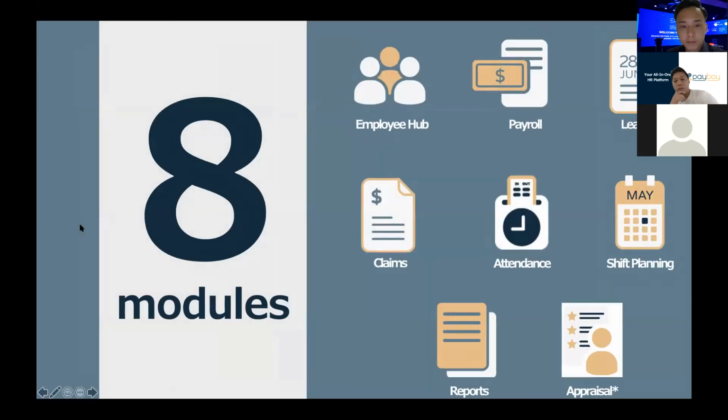So what modules do we have? We have the Employee Hub. I'm not going to show you the software itself. I hope you guys go to the website, which I'm going to show at the end on the last slide, and get a free trial. So basically, we have an Employee Hub, a payroll module, leave, claims, attendance, shift planning, reports, and appraisal. I will touch on how we assist companies during this period in terms of the whole COVID-19 situation, and how it's good to have digitalized your HR processes.